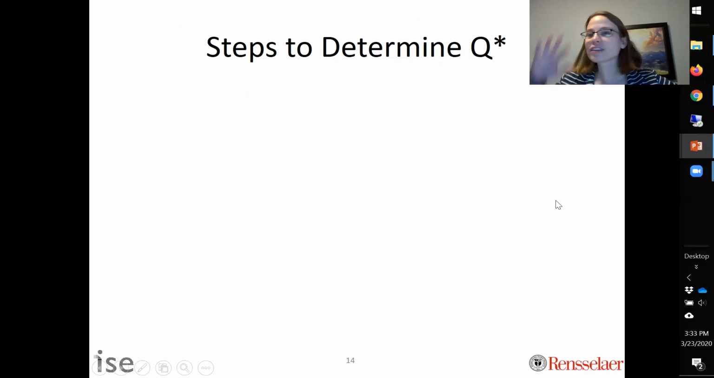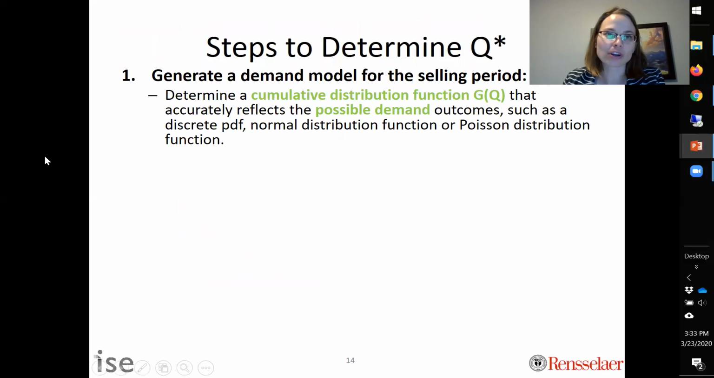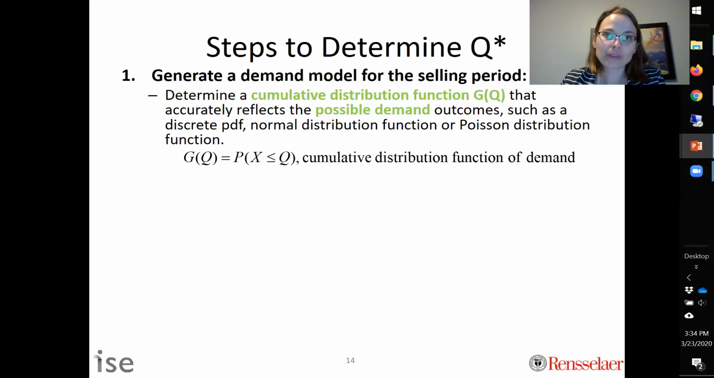All right, so we've done all this, great, but how do I actually determine Q star? The steps to determining Q star: first, we need to know what the demand model is for the selling period. That is, we either need to be given, or we need to look at historical data to figure out, a cumulative distribution function. We're going to call that big G of Q, and that would reflect the possible demand outcomes. This could be a discrete distribution, normal, Poisson, whatever. It works on any distribution function, but we need to know and characterize it. As a reminder, we need to know or be given the cumulative distribution function of demand.